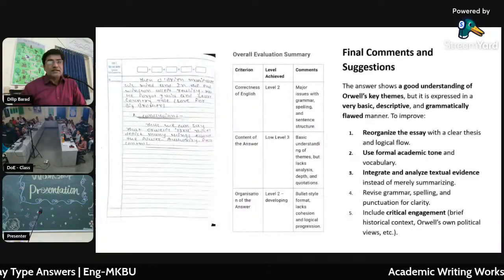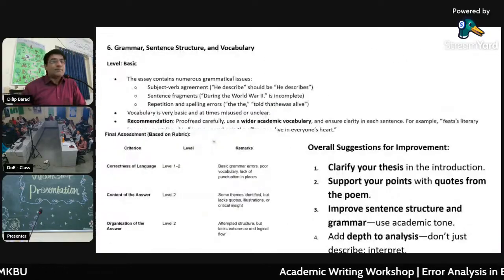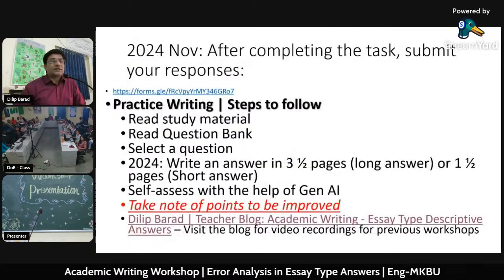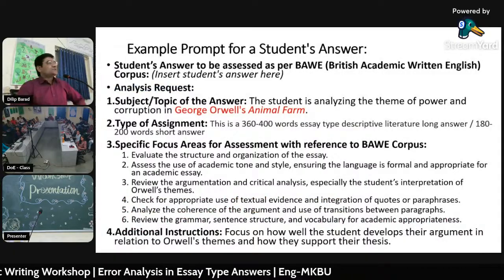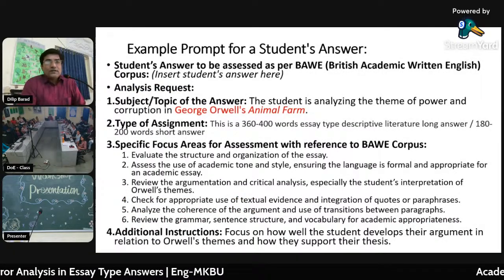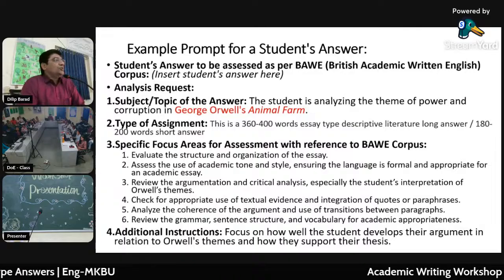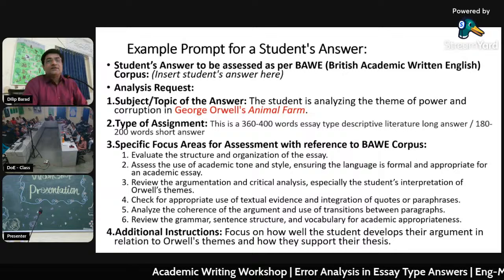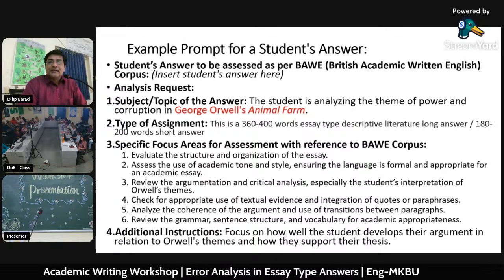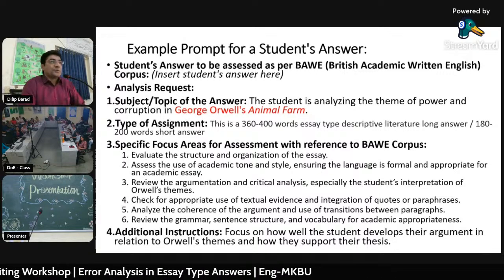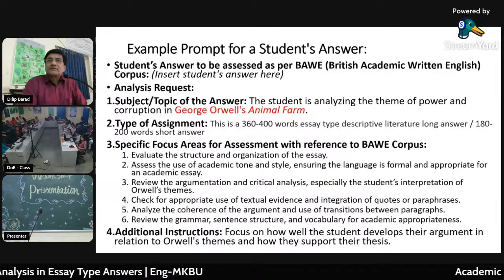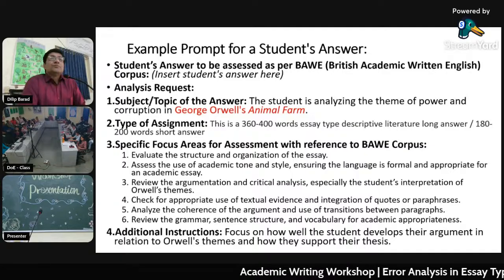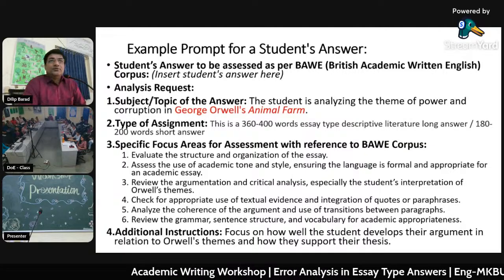the prompt that is necessary to get the best result from AI. This time we have a rather long prompt, which was divided in two parts. One prompt was based on BAWE, a globally accepted standard for academic written English. It is known as the British Academic Written English Corpus. So the BAWE corpus parameter was used, and it was suggested that the answer should be checked in the context of BAWE.